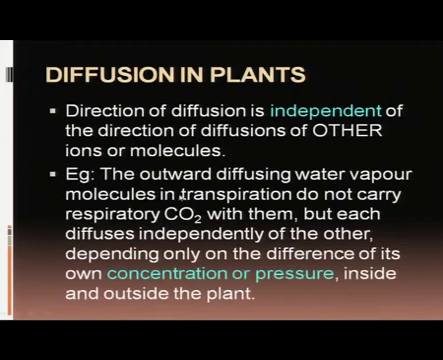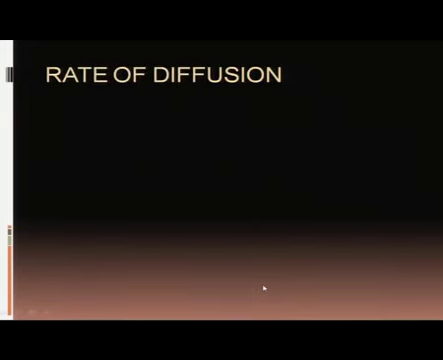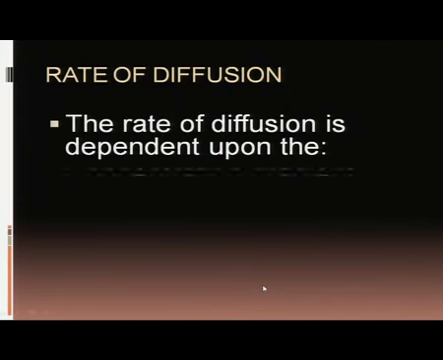For example, the outward diffusing water vapor molecules in transpiration do not carry respiratory carbon dioxide with them. It does not happen that if the water molecules are going out, they will take the carbon dioxide along with themselves. No, each diffuses independently of the other, depending only on the differences of its own concentration or pressure inside and outside the plant. Let us talk about the rates of diffusion.